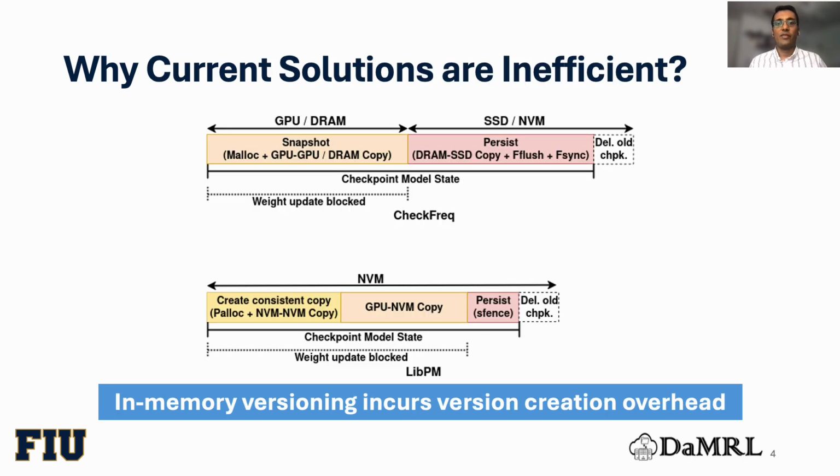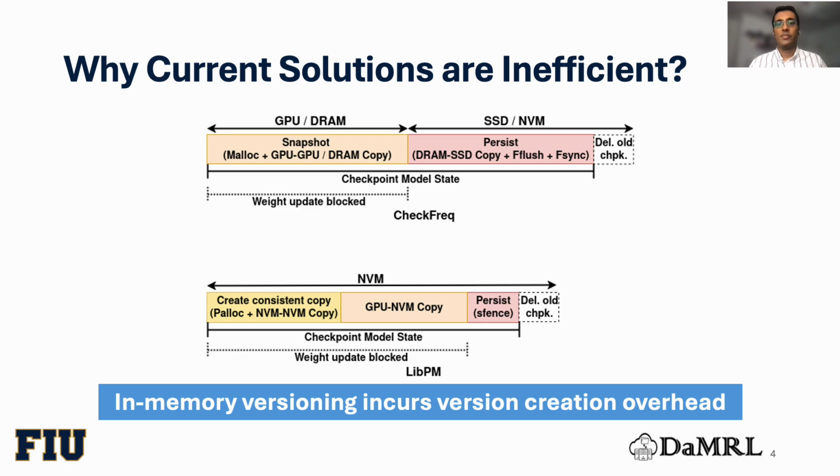Now let's take a look at why existing solutions cannot be used for efficient model versioning. If we want to enable model versioning for a file I/O-based checkpointing solution, such as CheckFreq, all we need to do is to turn off the old checkpoint deletion function, as you can see in the top figure. However, I have already mentioned that file I/O-based solutions are not the most efficient in terms of latency and frequency. Hence, we need to look at in-memory solutions.